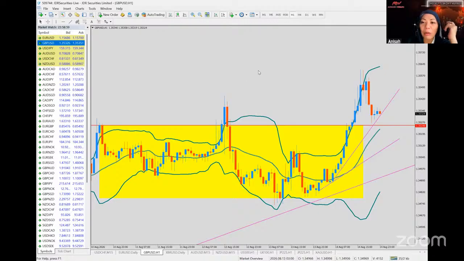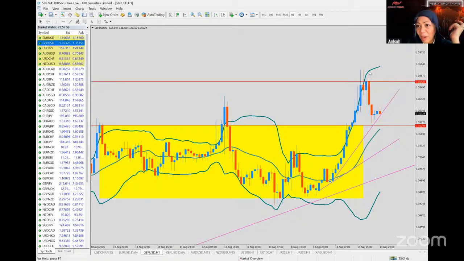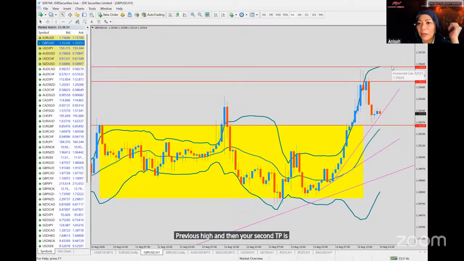So we've got our entry price, and then your first TP is the previous high, and your second TP is the upper BB line. TP1 is 1.35532, and TP2 is 1.35627. So that's what I do.